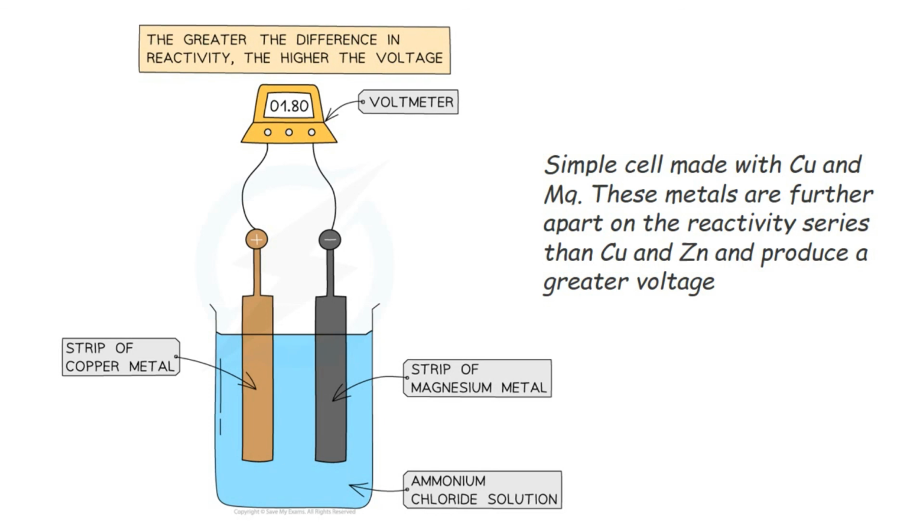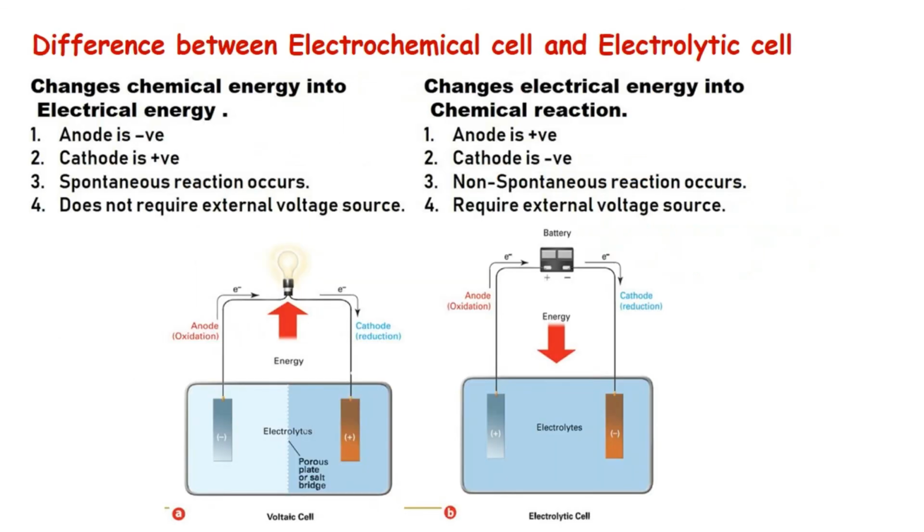This is a cell consisting of copper and magnesium. Magnesium is a highly reactive metal, copper is the least reactive. The difference in reactivity is larger here. So it produces a higher voltage than copper and zinc. These metals are further apart on the reactivity series than copper and zinc and produce a greater voltage. As you can see, now the voltage is 1.80.